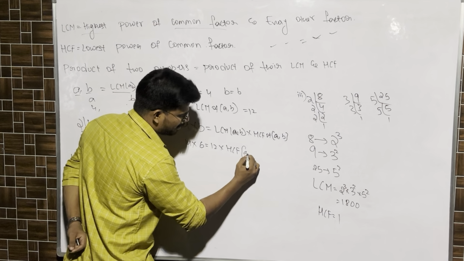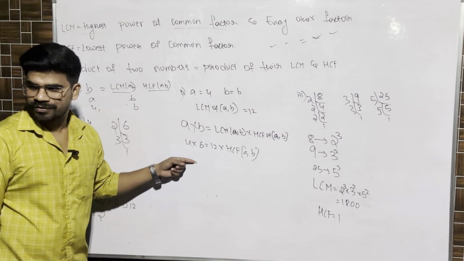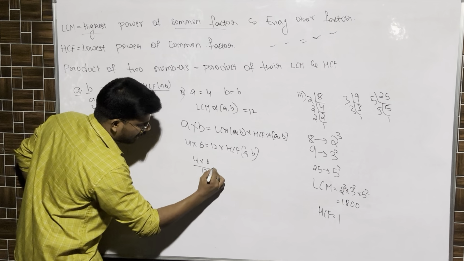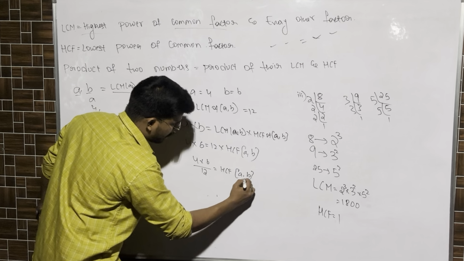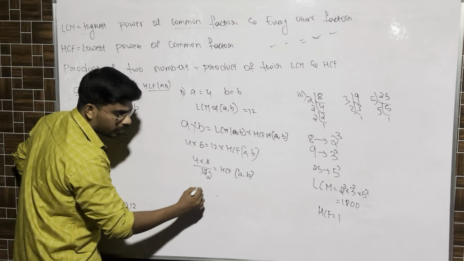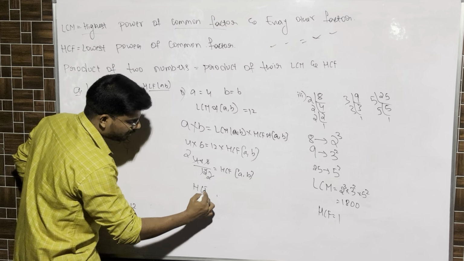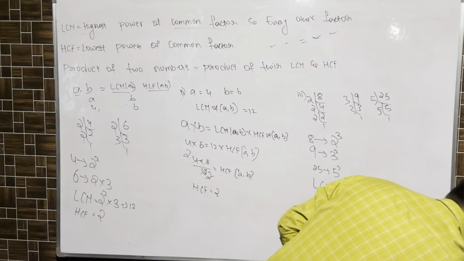That is what I am explaining to you. With A comma B, 12 is in multiplication. If I send it over here, it will become division. So 4 into 6 divided by 12 is equal to HCF of A comma B. 6 1s are 6, 6 2s are 12, 2 1s are 2, 2 2s are 4. So what is the value of HCF? HCF is 2. Clear? This kind of question will be asked.